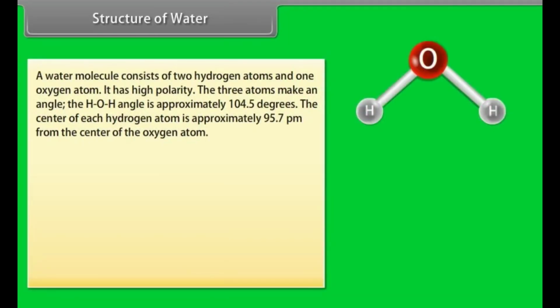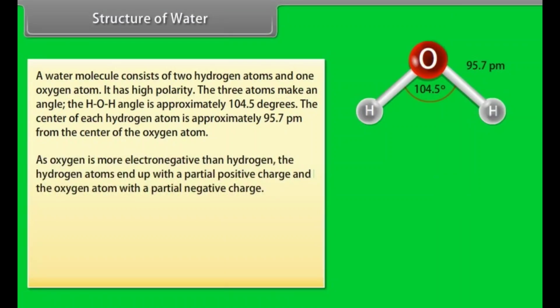Structure of water. A water molecule consists of two hydrogen atoms and one oxygen atom. It has high polarity. The three atoms make an angle. The HOH angle is approximately 104.5 degrees. The center of each hydrogen atom is approximately 95.7 picometer from the center of the oxygen atom.